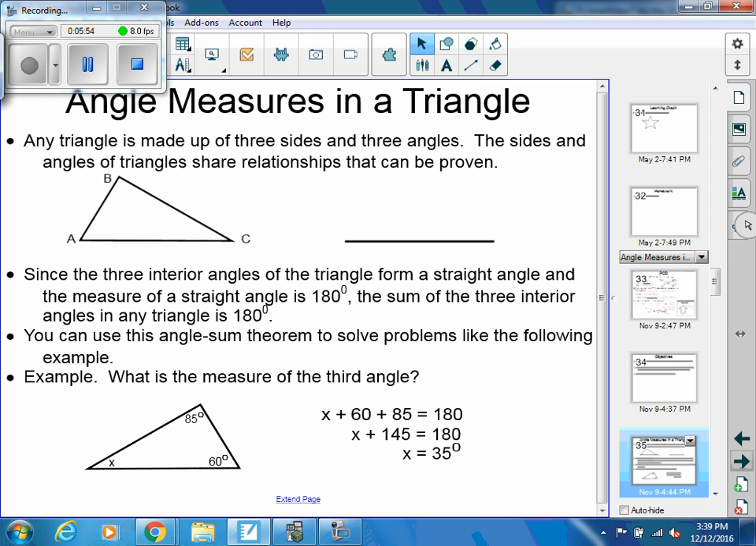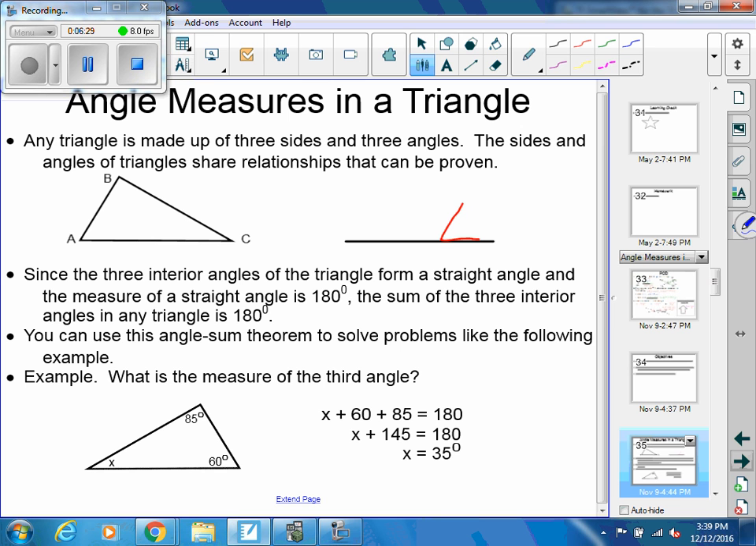So to start with here, it says any triangle is made up of 3 sides and 3 angles. The sides and angles of triangles share relationships that can be proven. So the first thing we're going to prove here is that the 3 angles of any triangle can be put together and add up to 180 degrees. And the way we're going to prove that is we are going to cut these angles out. So I'm going to trace angle A here. And I'm going to take angle A, and I'm going to take it over here and line it up on this line.